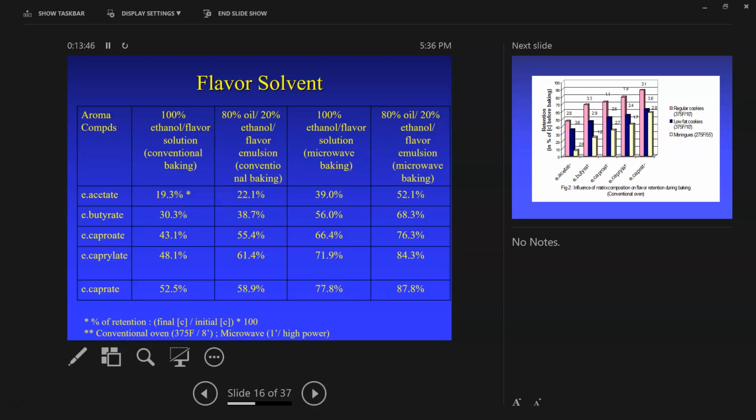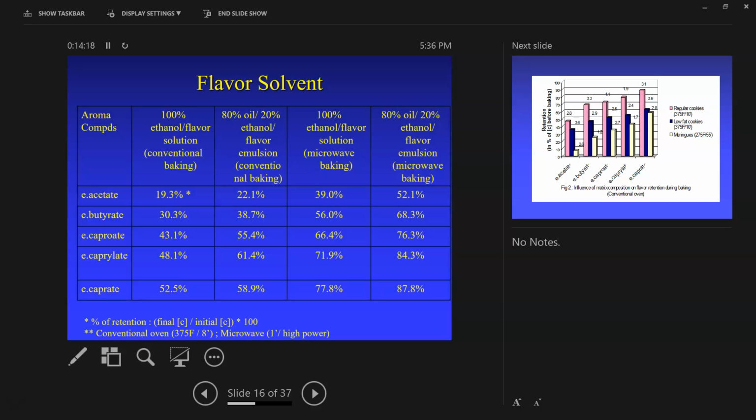When these compounds were put into ethanol, so it's a water-soluble flavor, conventional baking. Here's an 80%, 20%, so we've got some fat in the system. She also did some microwave baking of the cookies in the ethanol flavor and ethanol flavor emulsion. So baking process, microwave process for the cookies. And this is how much of the flavor was actually retained.